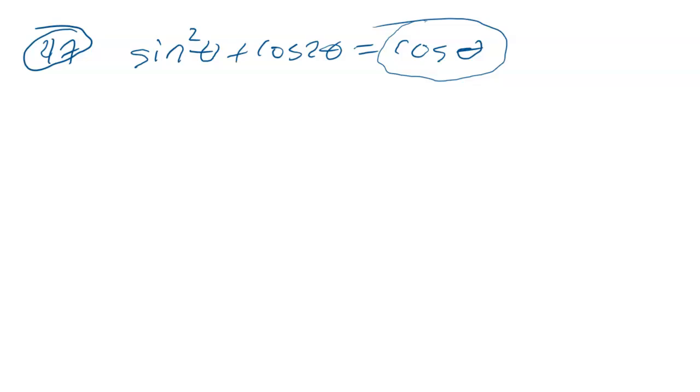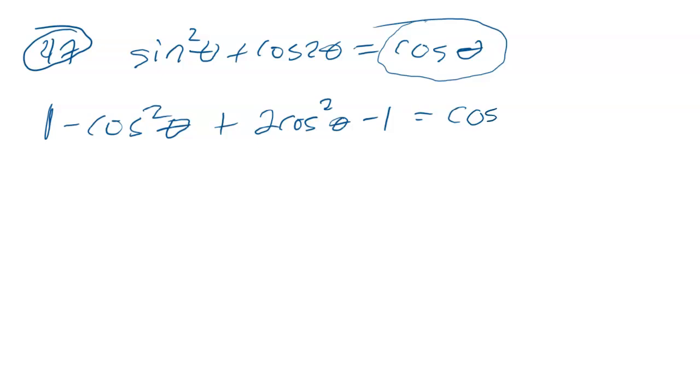Tracking along here, making really good time. Let's see, sine squared theta plus cosine 2 theta equals cosine theta. We're going to do the same thing, but we're going to get oof. Yikes. Okay, because of this, we have to get everything into cosine. We can't get everything into sine because that can't get into sine. But these other things can get into cosine. This would be 1 minus cosine squared theta, and this would be 2 cosine squared theta minus 1 is equal to cosine theta.